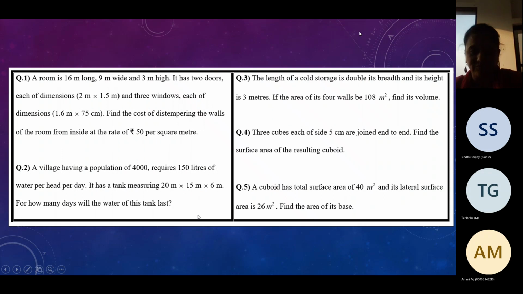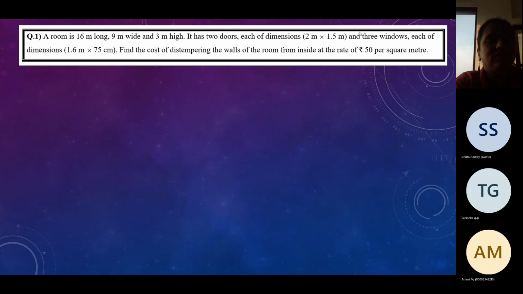See the first question. A room is 16 meters long, 9 meters wide, and 3 meters high. It has 2 doors, each of dimensions you can see there, and 3 windows. Again, the dimensions of each window is given to you. Find the cost of distempering the walls of the room from inside at the rate of ₹50 per square meter.